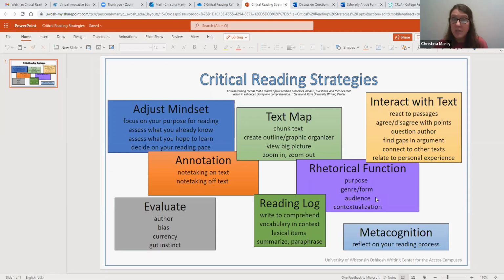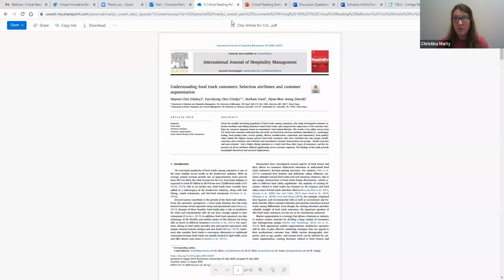We talk about the different genres, and we also talk about audience. Who is this written for? This is where it gets really interesting, because we talk about who is the intended audience. Sometimes students raise their eyebrows a little bit and say, well, is this written for college students? And I'll say, actually, in most cases, it's not. In most cases, it's written for other experts in the field.